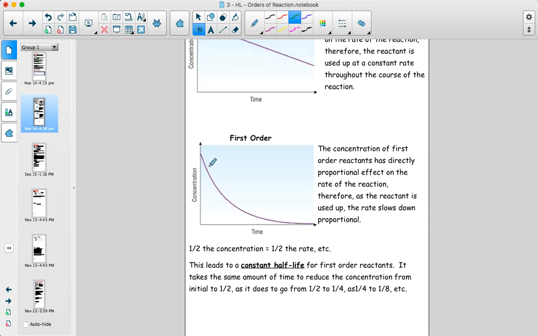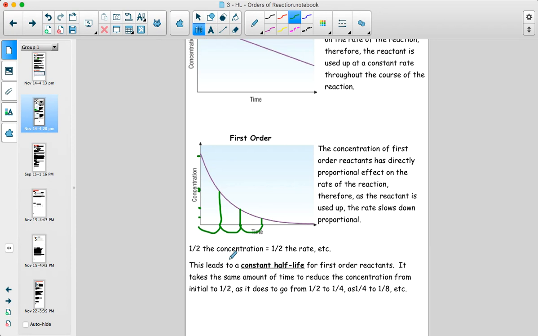So it takes the same amount of time. If you look at this graph, this is our initial, to get down to half, that's about half, forgive my roughness here, took that amount of time. Now to get down to a quarter, which is half of that, takes pretty much the same exact amount of time. To get down to 1/8 takes, it's about here, the same amount of time. So the amount of time that it takes for the concentration to go from full to 1/2, from half to 1/4, from 1/4 to 1/8, and so on, always takes the same amount of time.